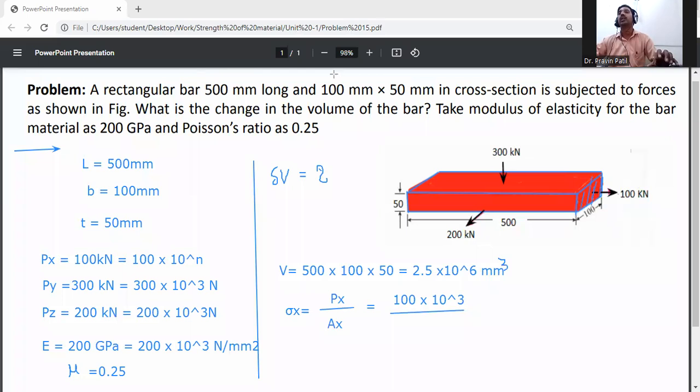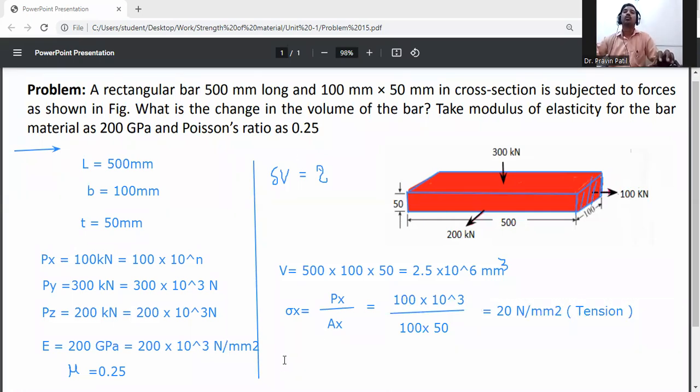So the area in x direction is 100 into 50. Then the stress in x direction, sigma x, is 100 into 10 raised to the power 3 divided by 100 into 50. It will be 20 newton per mm square, and it is in tension. Write tension in brackets. The force is applied in tension, so the stress is also in tension.